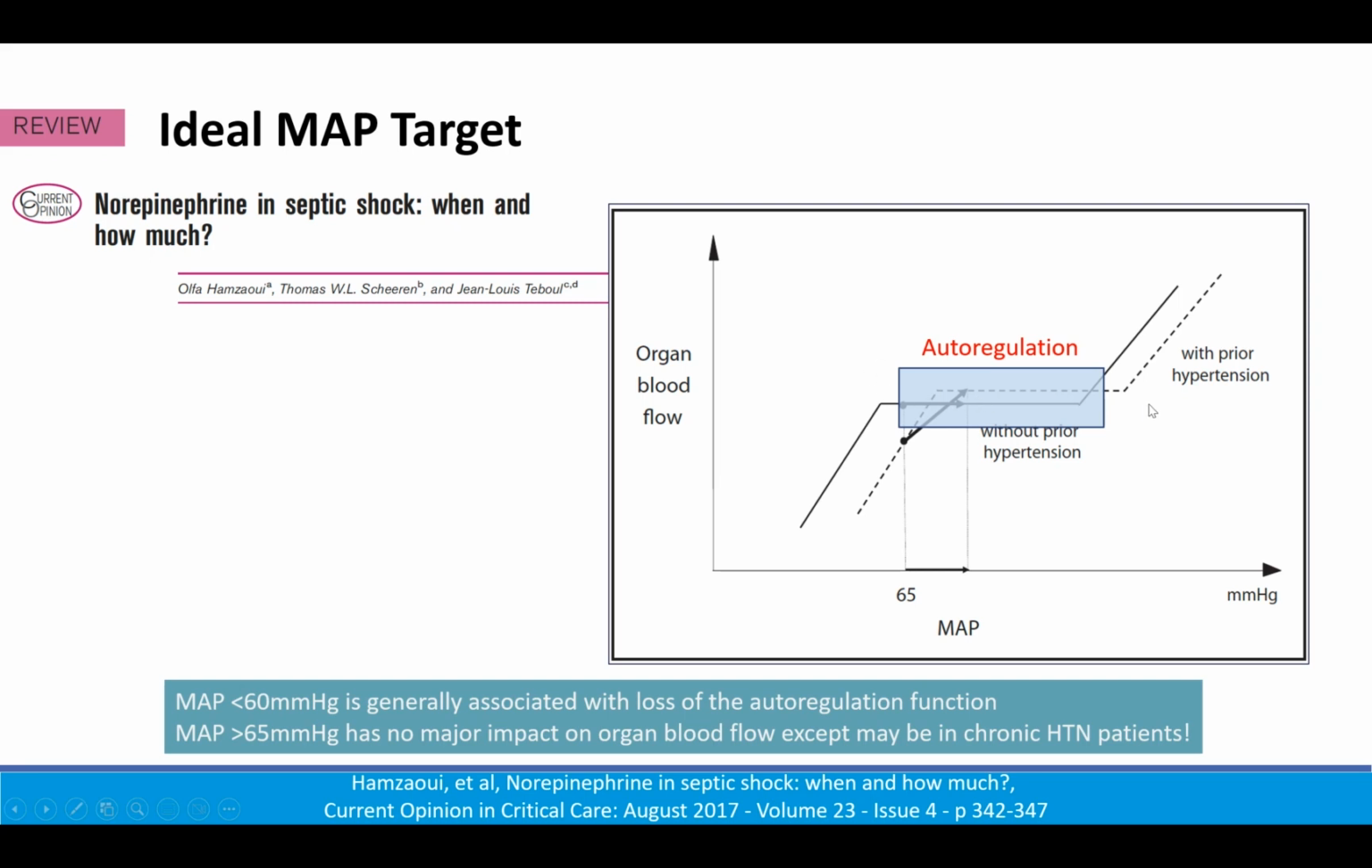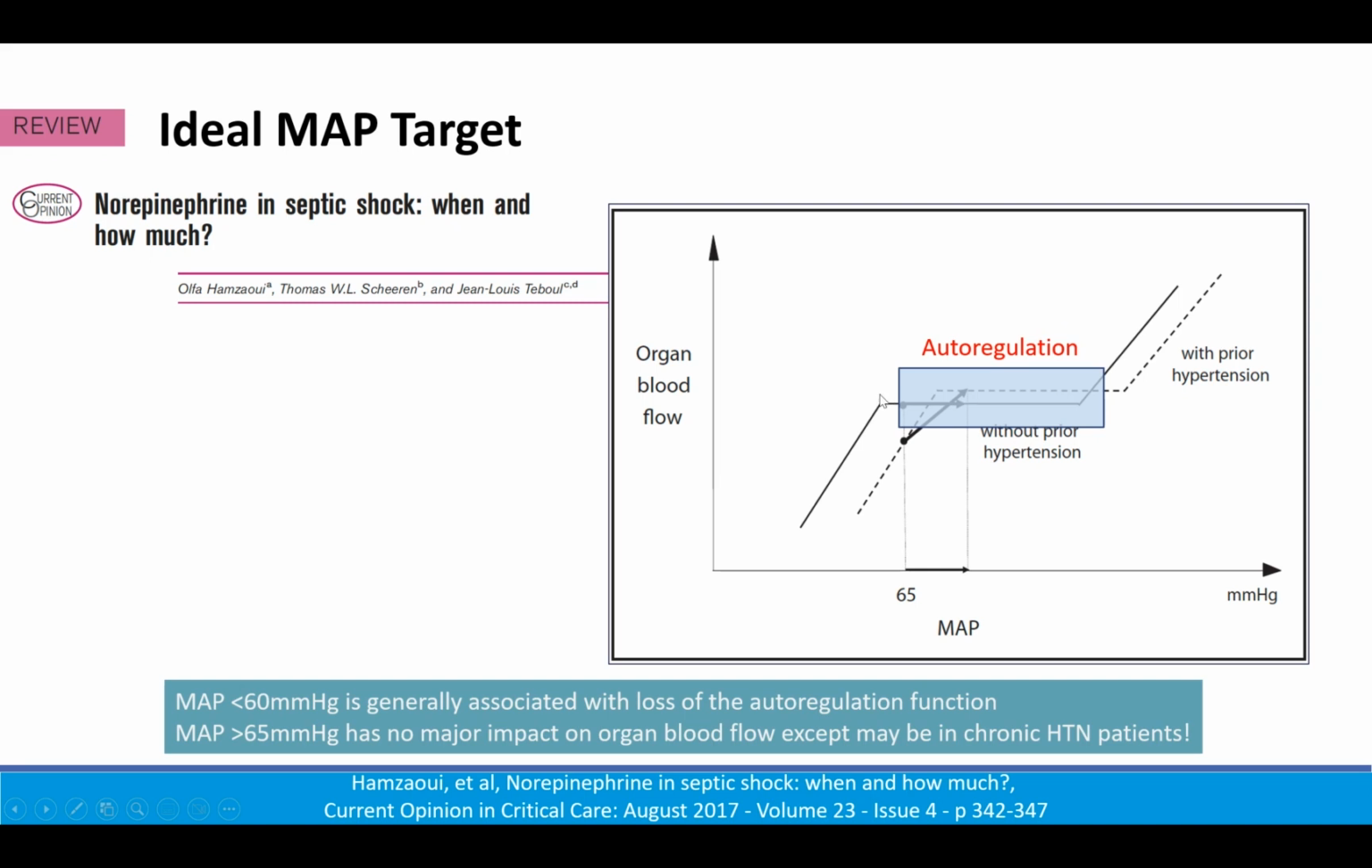However, in patients with hypertension, where the autoregulation, or the whole graph, is shifted upward and to the right, we may need a higher mean arterial pressure in order to maintain adequate blood flow to the organ. And this is only in patients with a history of hypertension, and uncontrolled hypertension.